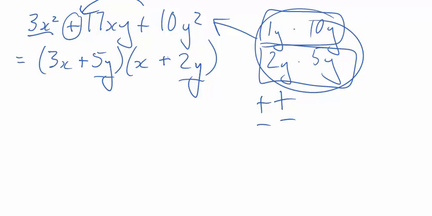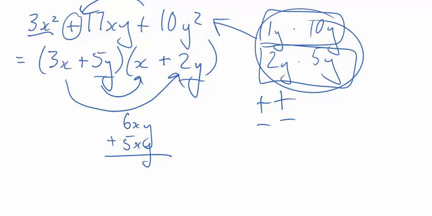Okay, so what I like to do now is just check this and see if it all works out. What's 3x times 2y? 6xy. What's 5y times x? 5xy. And when I add those together, that only gives me 11xy, which is not the original 17xy that I wanted up at the top.